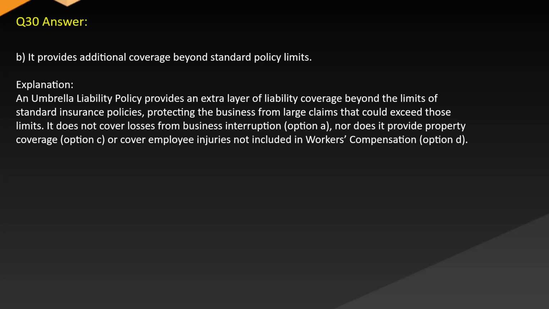Explanation: An umbrella liability policy provides an extra layer of liability coverage beyond the limits of standard insurance policies, protecting the business from large claims that could exceed those limits. It does not cover losses from business interruption, option A, nor does it provide property coverage, option C, or cover employee injuries not included in workers' compensation, option D.